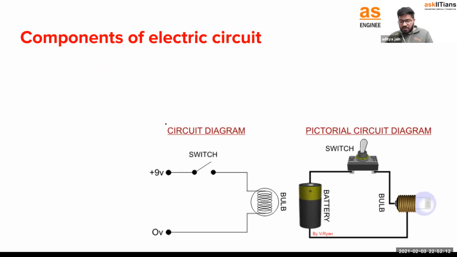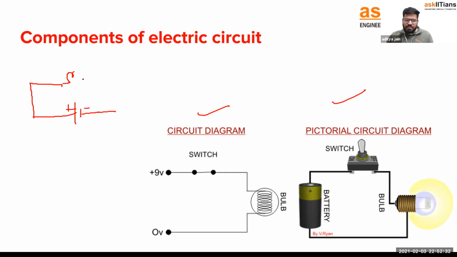Done. Now see what the basic components of an electric circuit are, because this is important. Here you can see two diagrams. One is the circuit diagram, another one is the pictorial circuit diagram. So the necessary things for a circuit: it should have a cell or a battery, which provides the energy, because only then will current flow. It should consist of wires, a bulb, and this portion is known as a switch.